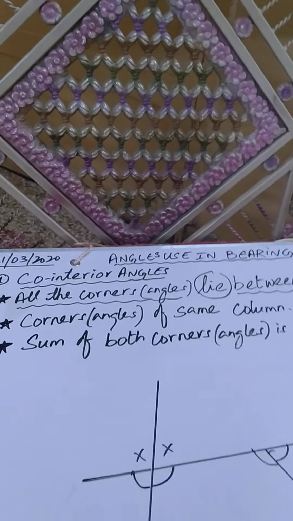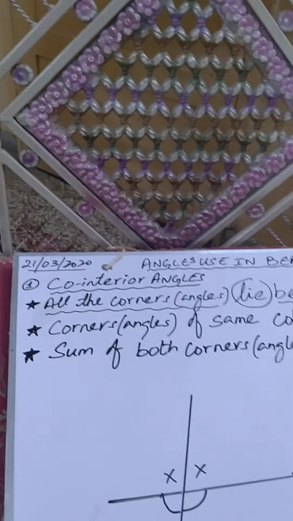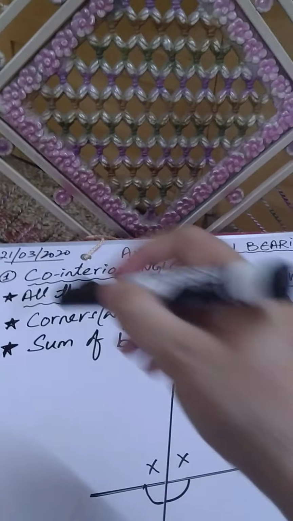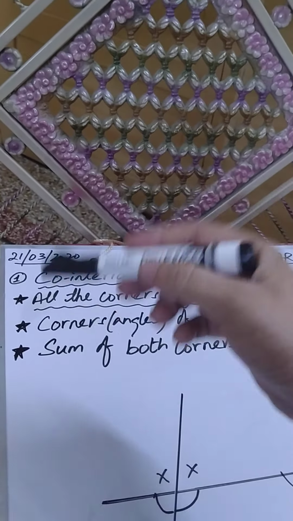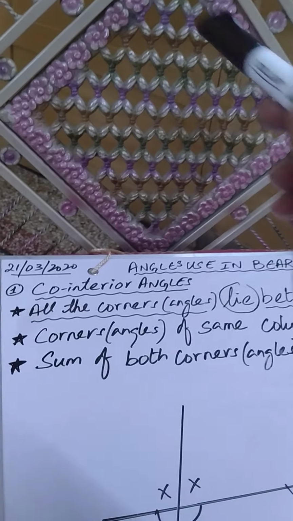To identify the co-interior angle, always remember guys, we will use three clues. Clue number one. We use all these three clues together. We have to use all the clues at the same time.